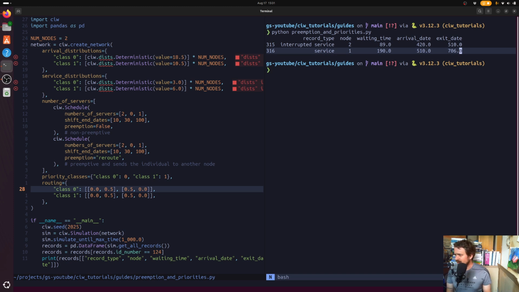So hopefully that's useful to clarify the idea with the rerouting, is that they really do immediately, when they're kicked out, when they're interrupted in their service, they are kicked out to another node where they basically start again at that new node.